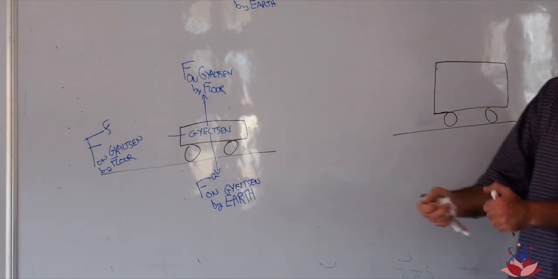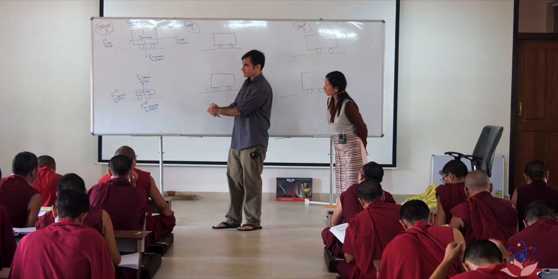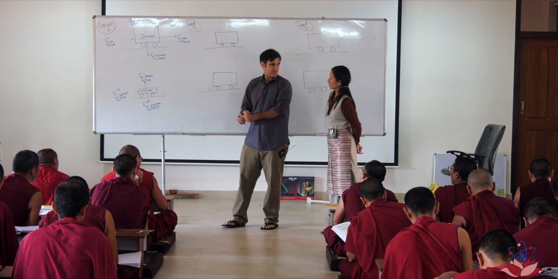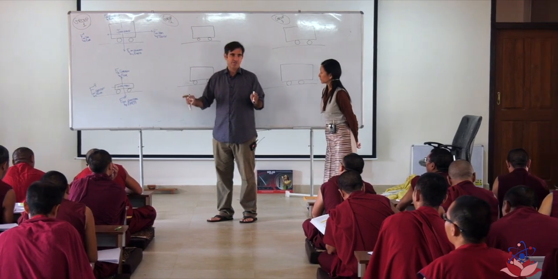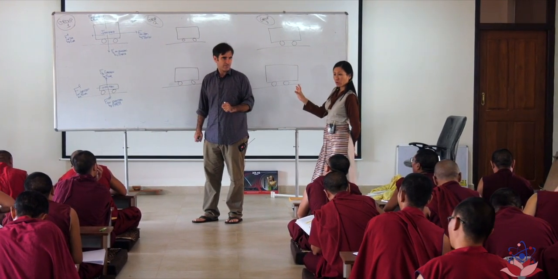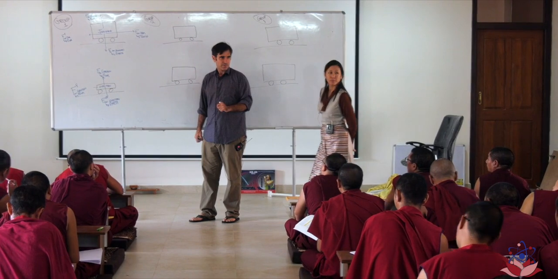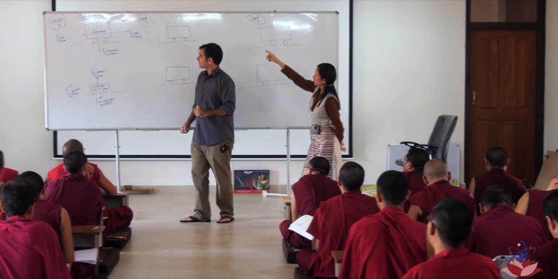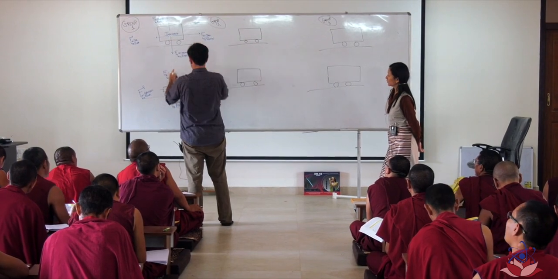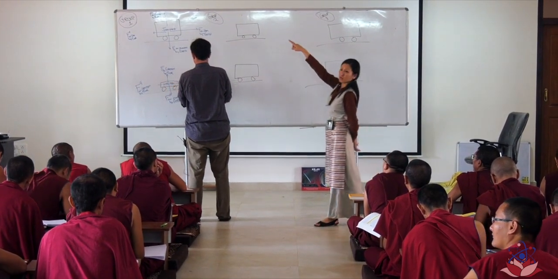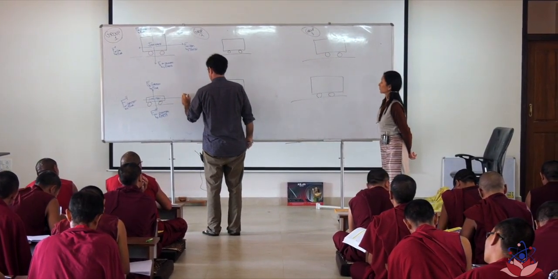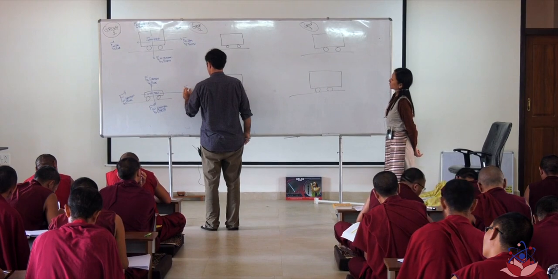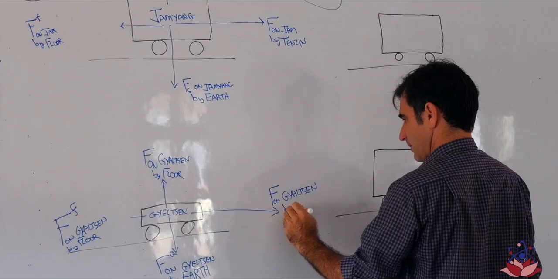Our last force is the force on Gyaltsen by Tenzin. How long should I draw that arrow? It should be same as the force on Jamyang. So this arrow is going to be the same length. Same length. And that's the force on Gyaltsen by Tenzin.